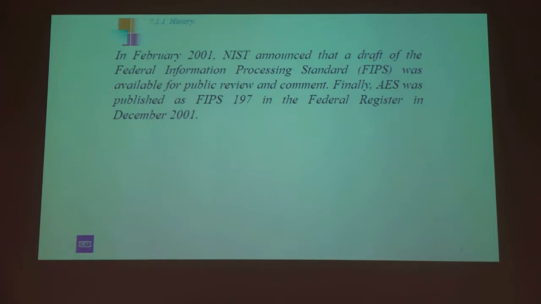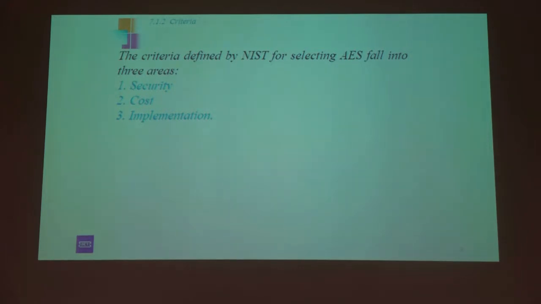A little bit of the history, how it started. Usually the government or NIST puts out a competition for a new algorithm. People apply for it, and then it gets selected. That's exactly what happened. To make a long story short, it was created, I think, by 3 people, and became available in December 2001. The criteria defined by NIST for selecting AES are security, cost, and implementation. The cost here means the computational cost.